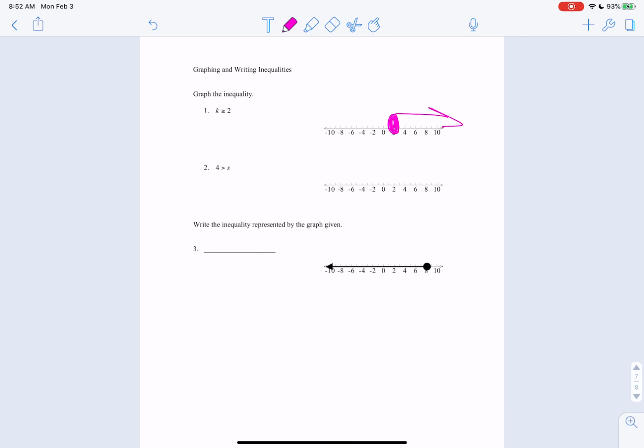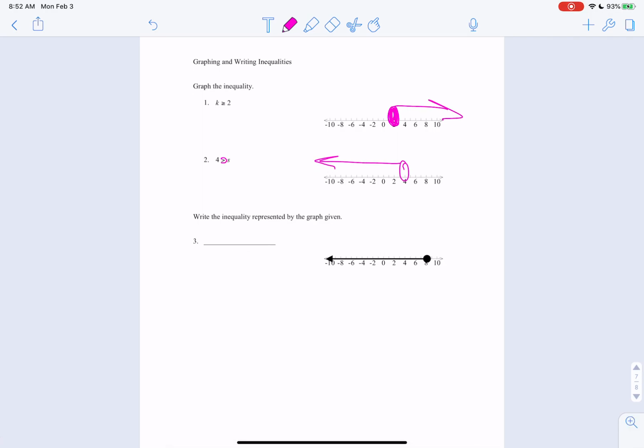For number 2, we have S is less than 4, so I'm going to put the bubble on 4. There's no equal sign, so it stays open. And S is all the numbers smaller than 4, right? Because the Pac-Man's eating the 4. Remember, you can always draw the Pac-Man to help. So the arrow is going to go in the direction of all the numbers smaller than 4.